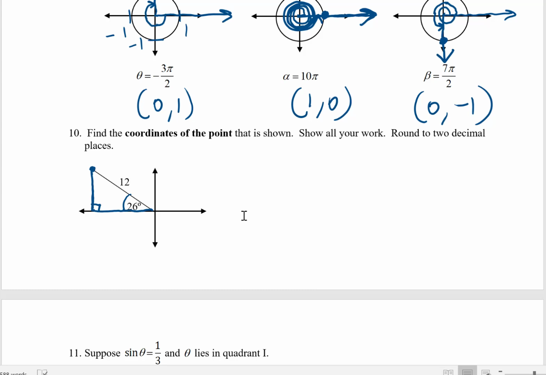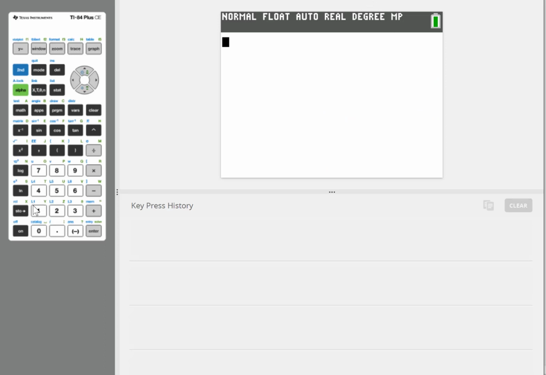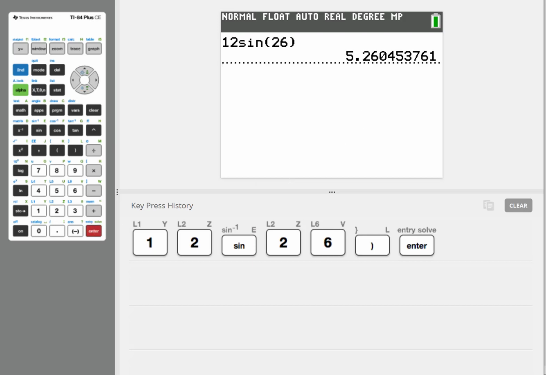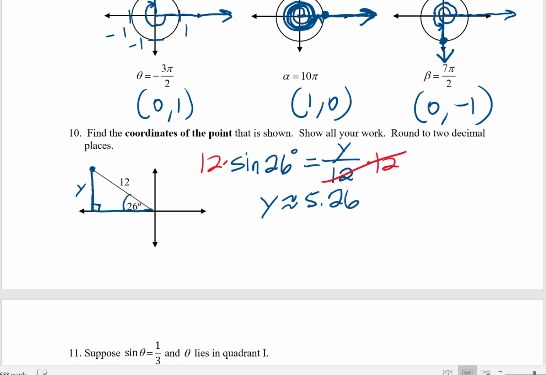If I can figure out this distance here and this distance here, then I'll know the coordinates of my point. Well, I can use trig to do this. For example, let me call this side here y. I can set up a little trig ratio for this triangle. In particular, the sine of 26 degrees is equal to the opposite over the hypotenuse, y over 12. If I just multiply both sides here by 12, I have solved for y. I get y equals 12 times sine 26 degrees. I can type that into the calculator and I'll have that distance. Let's see, I'm in degree mode. 12 sine 26 gives me about 5.26. So my y is about 5.26.